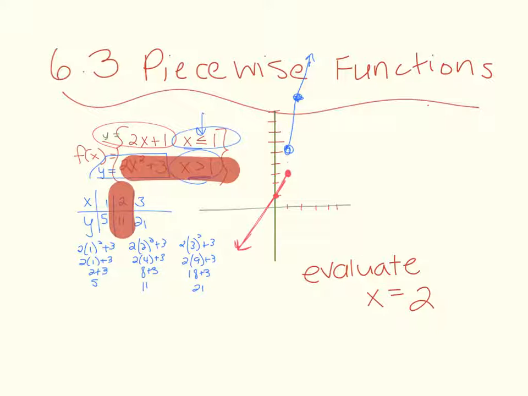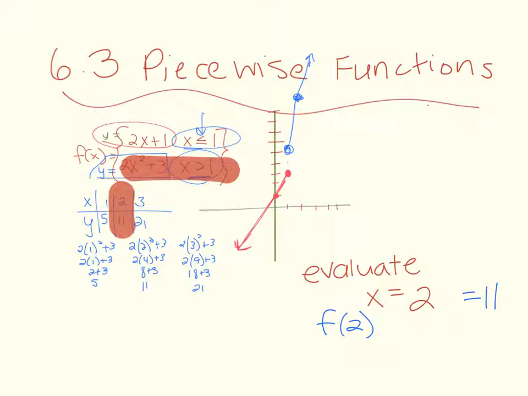Okay, so if we say evaluate x is equal to 2, we're doing f of 2. The range tells you which one to use. In this case, 2 is bigger than 1, so I use the second one. And then I'd plug it in. If you already plugged it in, you don't have to do the extra work. But if you didn't, then you have to do that.